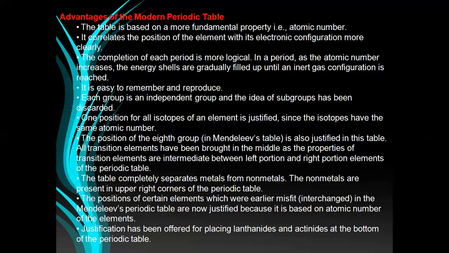The electronic configuration is very clear because the shells are filled in order. The shells are filled until they finally end with the inert gas configuration. It is also easy to remember and reproduce. For example, for number 17, which element is present? We know that chlorine is present, so it is easy to identify and remember the elements.